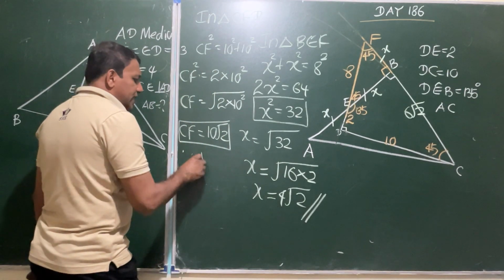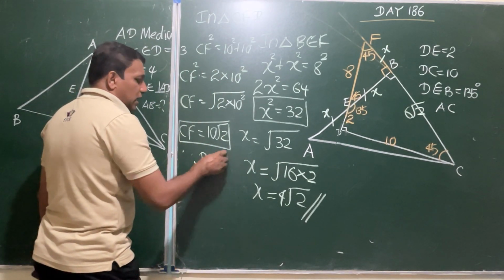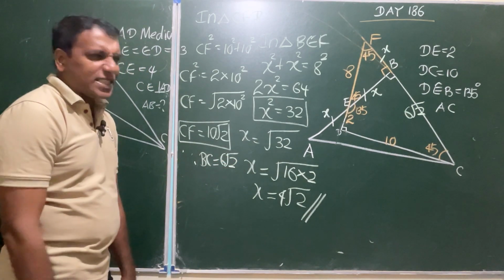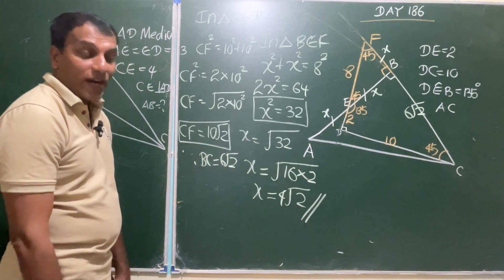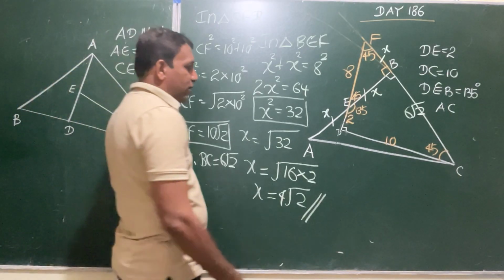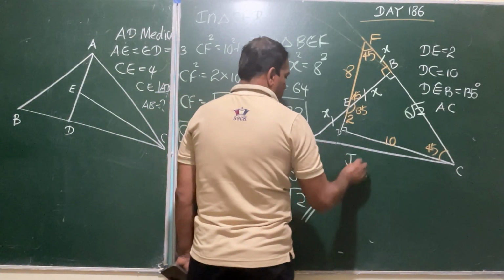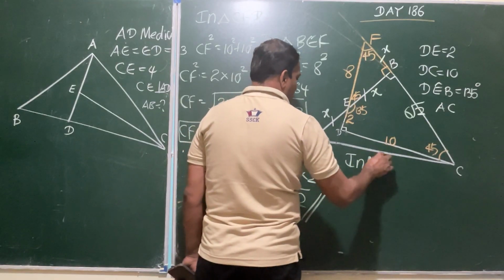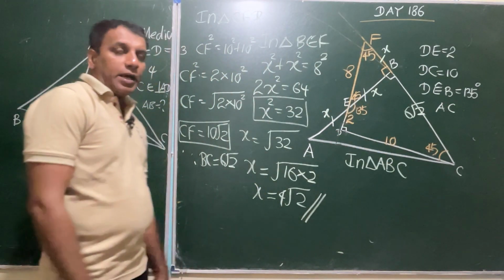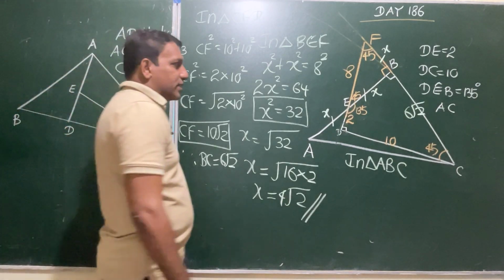Therefore BC answer is 6 times root 2. Finally, the question is to find AC. In triangle ABC, once again apply the Pythagoras relation.